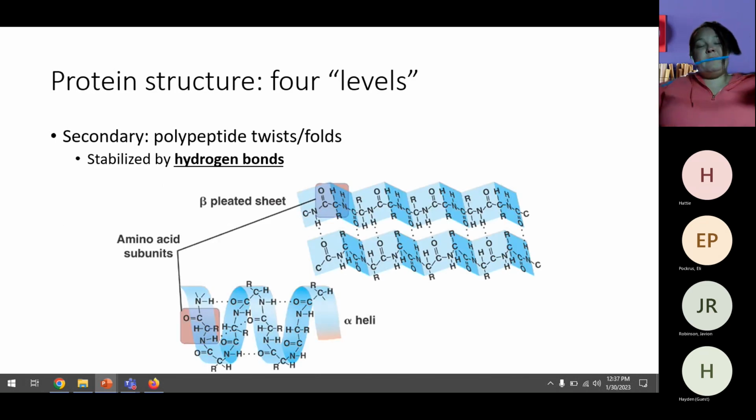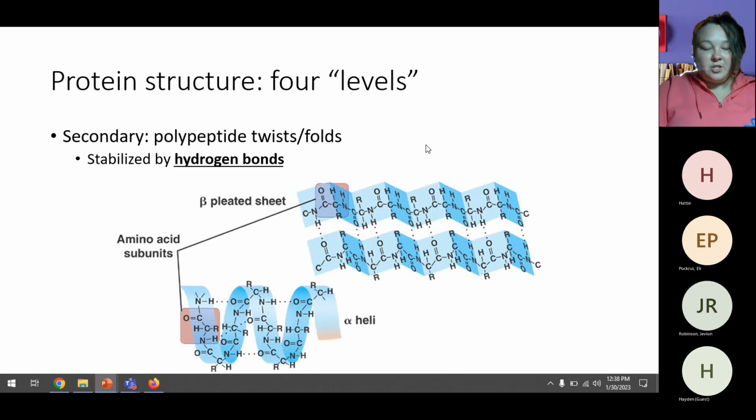All right, so after the polypeptide, the protein begins to fold on itself, and it can either fold into a spiral, this helix shape, or it can zigzag like this into what's called a pleated sheet. And it can do both of those if it wants. But in my protein, I've got a helix and a pleated sheet, just one of each. These are stabilized by hydrogen bonds.